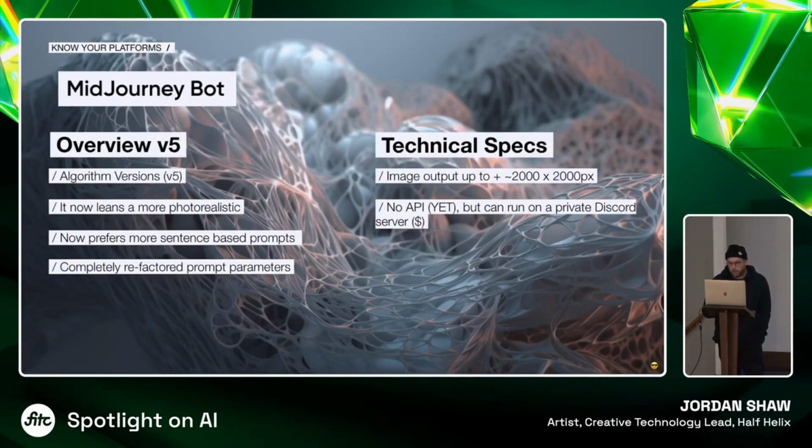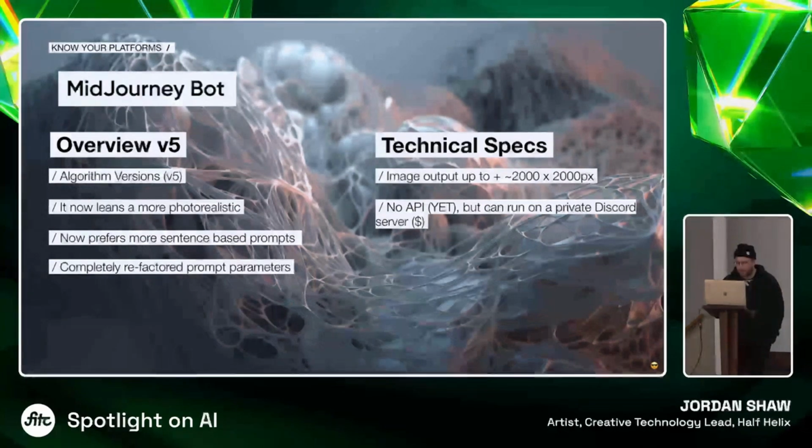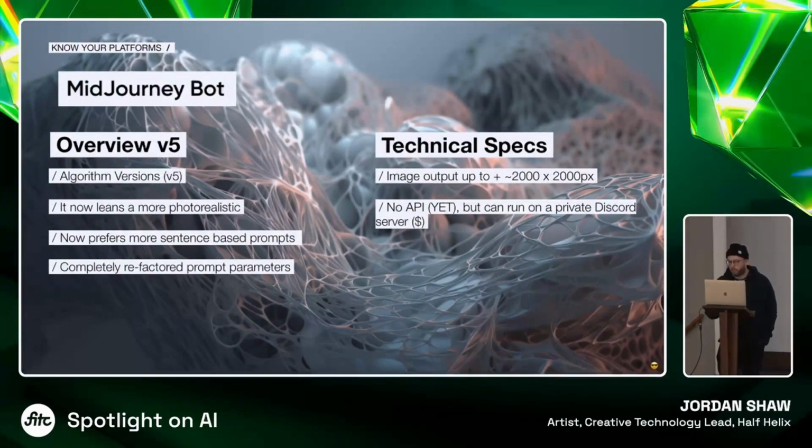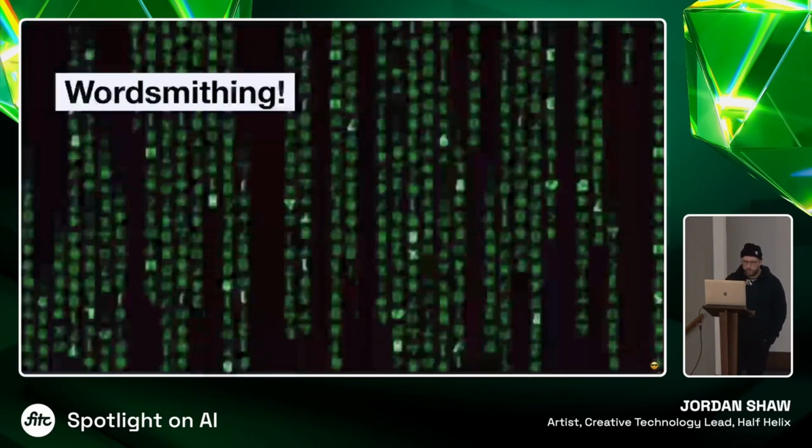Looking at version 5 of Midjourney's algorithm, they're hinting at eventually or potentially releasing a public API, which is pretty cool. We'll see. But the big overhaul with version 5 is that it leans, I've noticed anyway, much more photorealistic, and it prefers sentence-based prompts rather than syntax and syntax hacking, which is a bit of a paradigm shift to think about.